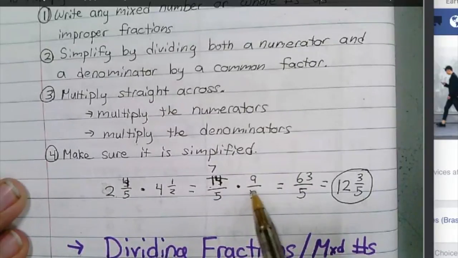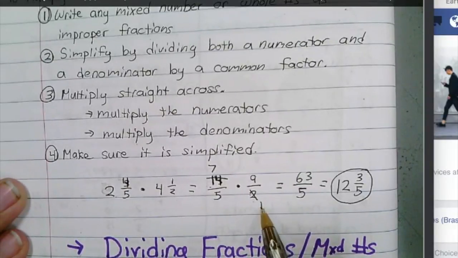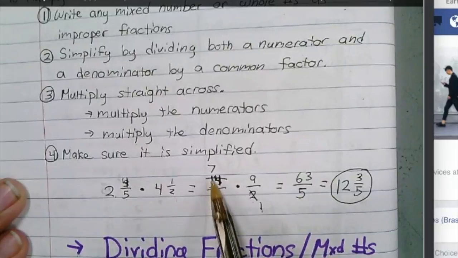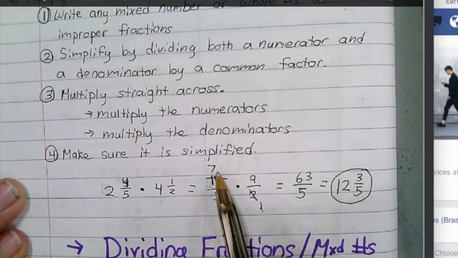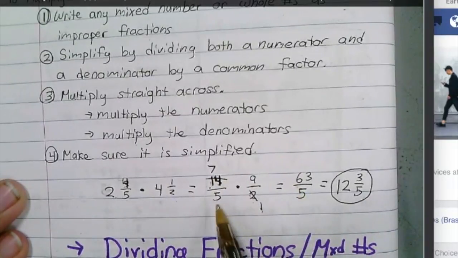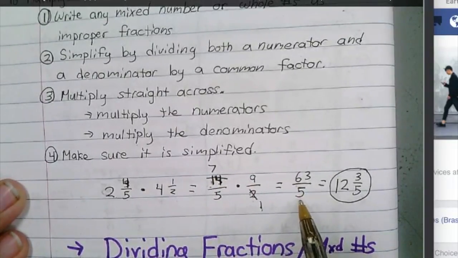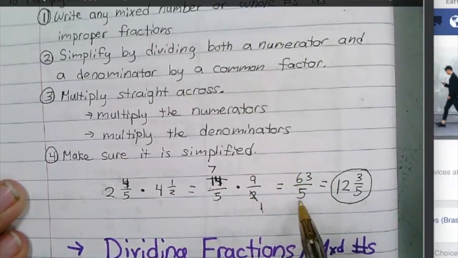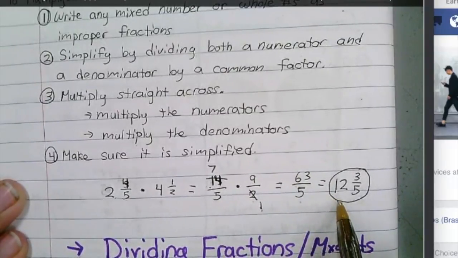But 14 and 2 both go into each other. So I'm going to cross off 2 because 2 goes into 2 one time. And 14, 2 goes into 14 7 times. And then I'm going to multiply across. 7 times 9 is 63. 5 times 1 is 5. And now I'm going to take this improper fraction and make it a mixed number. And I get my final answer, 12 3/5.